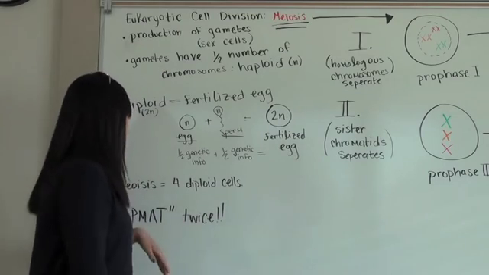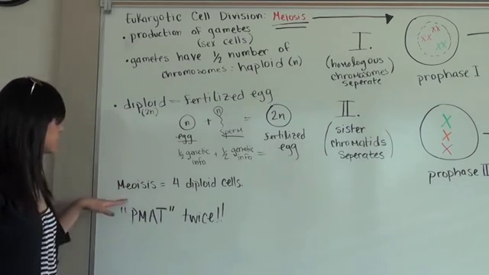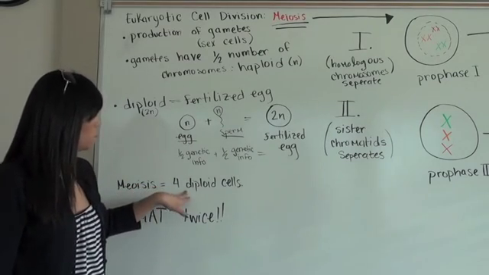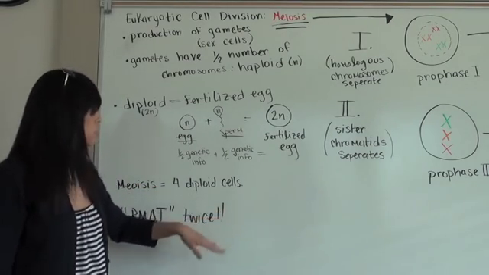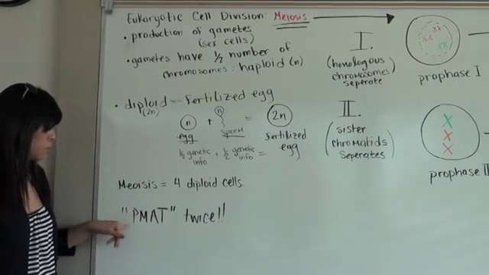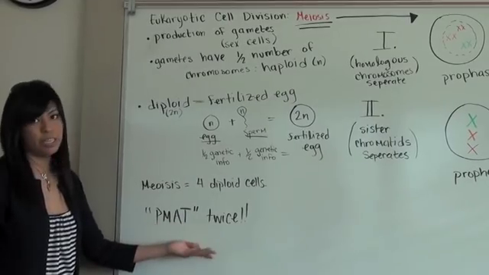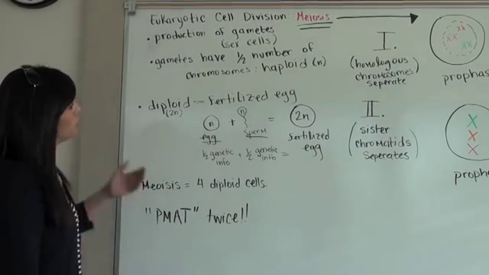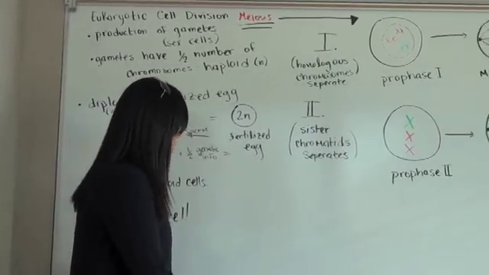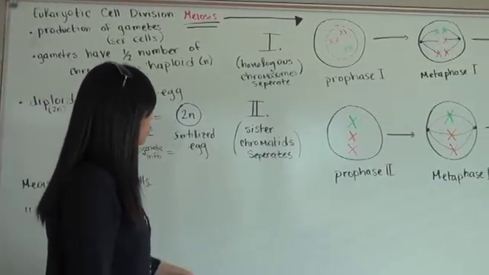So in meiosis, we produce 4 sex cells. And I wrote right here that it goes through prophase, metaphase, anaphase, and telophase twice. So I'm going to go over here and get further into the process of meiosis.